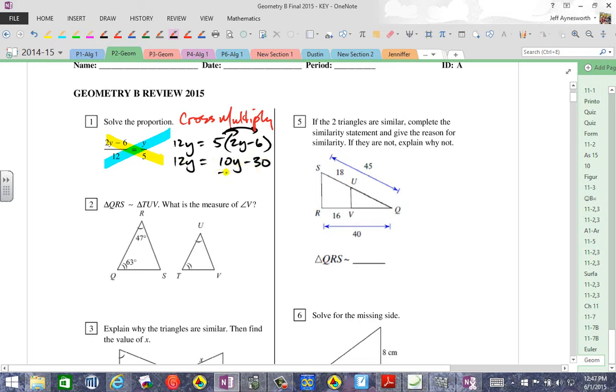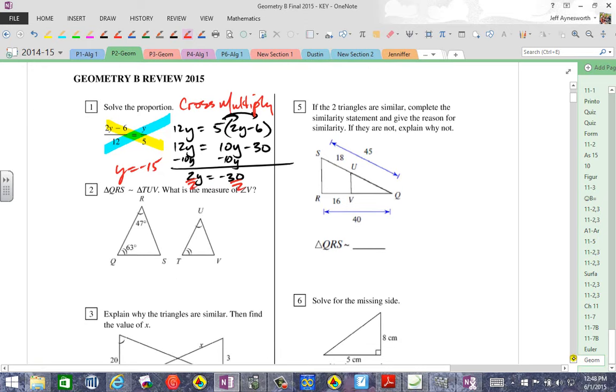Collect like terms, so subtract 10y. And I get 2y is equal to negative 30. 2 times negative 15 is negative 30, so y has to be negative 15. And if you don't see that, divide by 2, and you'll see that y is equal to negative 15. So cross multiply is the technique.